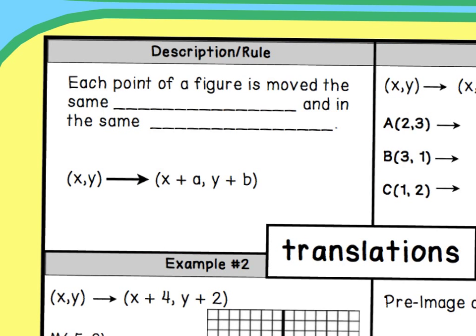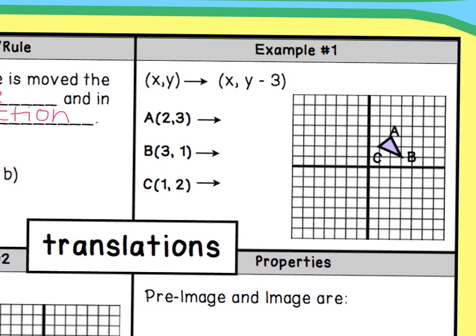The next slide kind of summarizes what translations are. The description or the rule for a translation is that each point of the figure must be moved the same distance and in the same direction. If we look over here, this is telling us what to do.